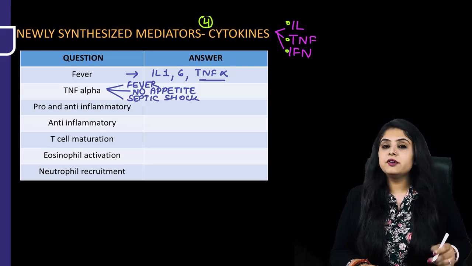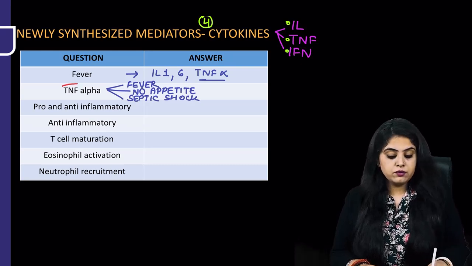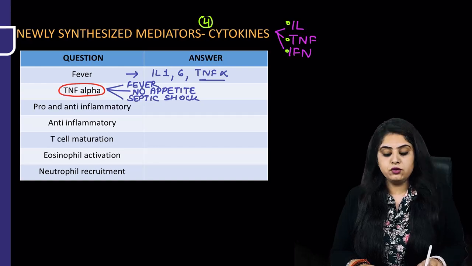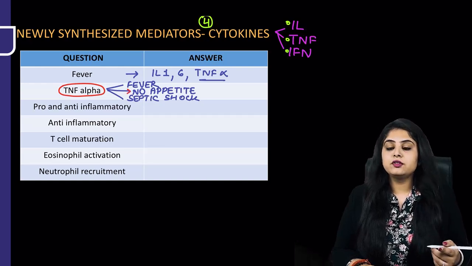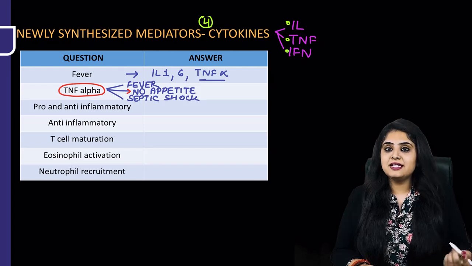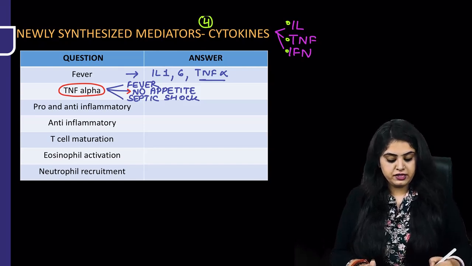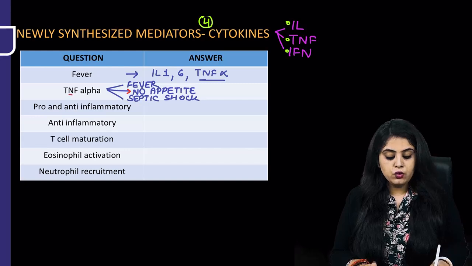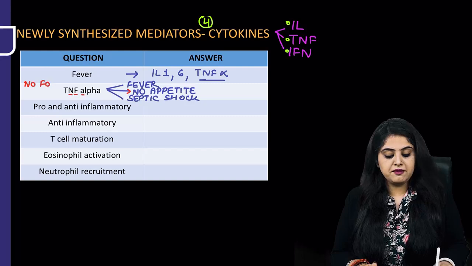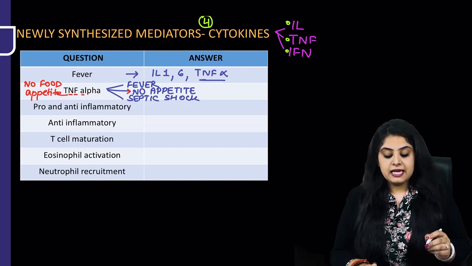A small update over here, or I can say a mnemonic that I want to give you. Remember, it's TNF alpha for no appetite, because you will be given options like TGF alpha, TGF beta, TNF alpha, and you will get confused. So over there, always remember this mnemonic: no food appetite. That is for TNF alpha. Okay, so remember TNF alpha means no food appetite. Okay, now let's move forward.